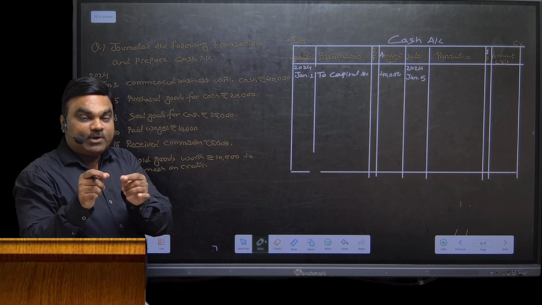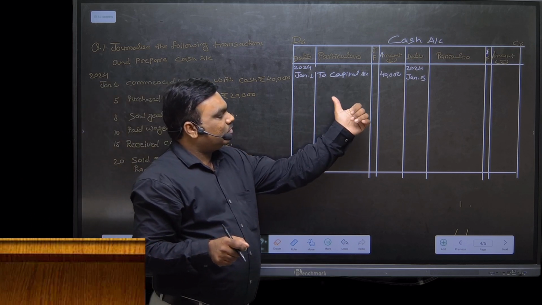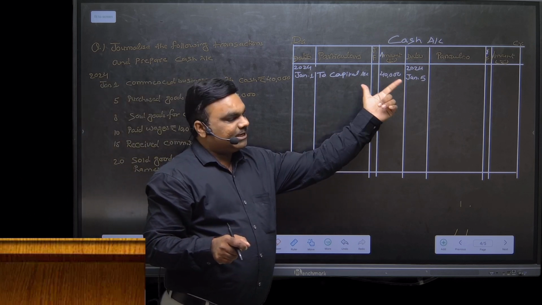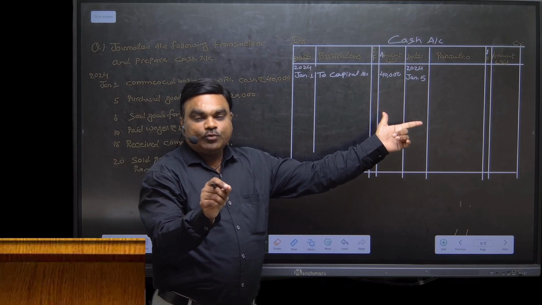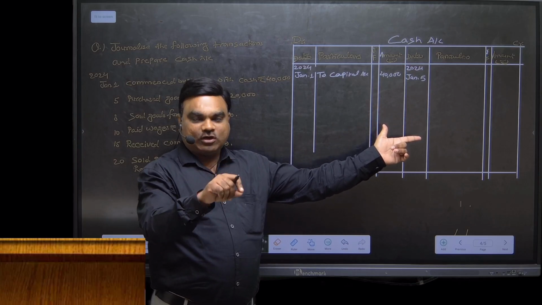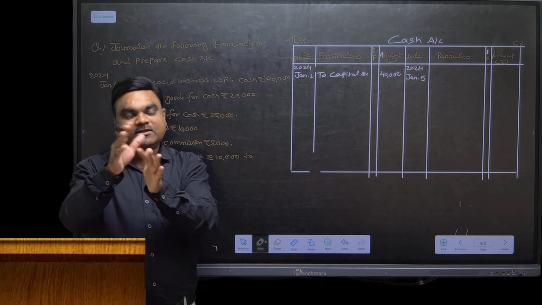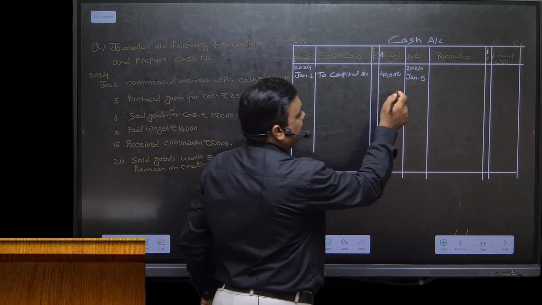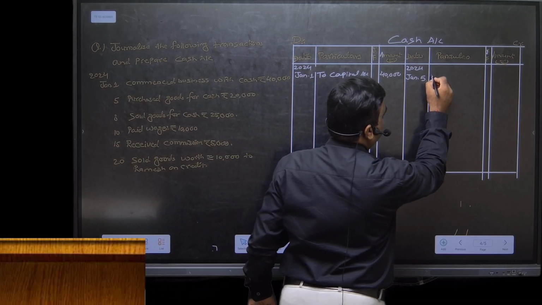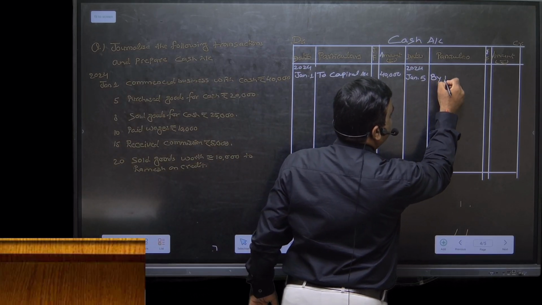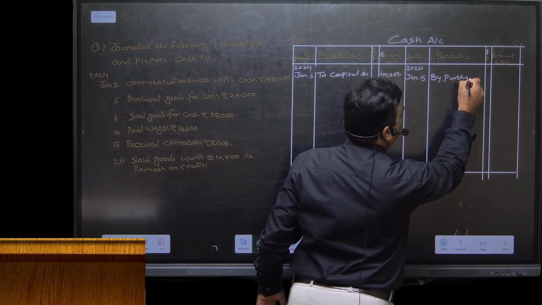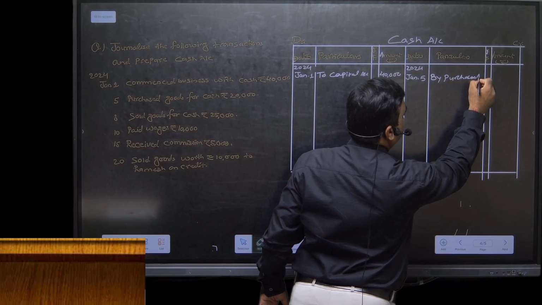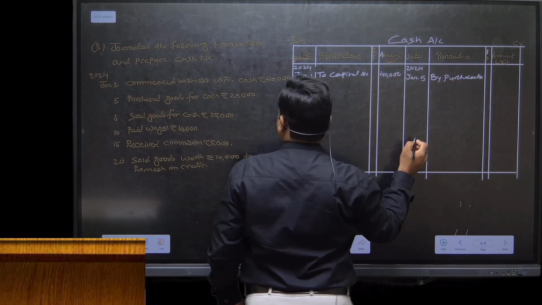And you should remember one thing. In cash account, on the debit side or credit side, we are not supposed to write down the words cash account. We have to write down the name of another account. So in cash account credit side, we have to write here by purchases account. And amount is 25,000.